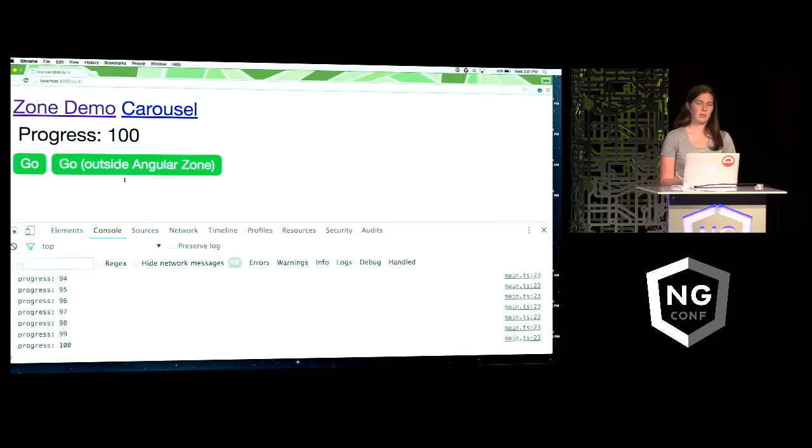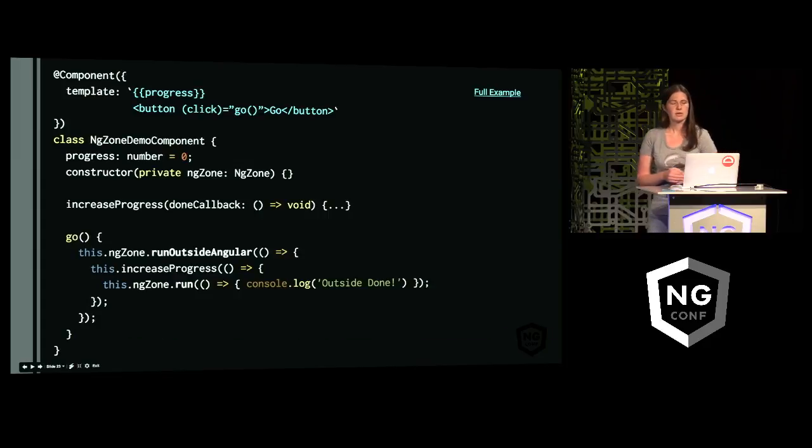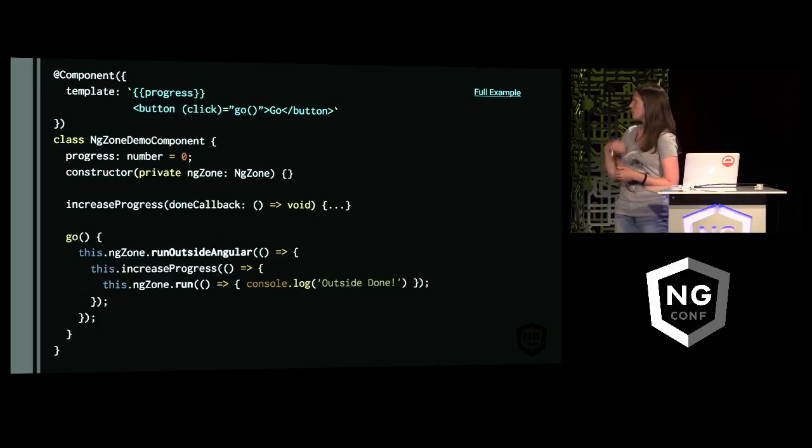So instead, we can run outside of the Angular zone, and we'll still get the progress updates in our console, but our screen won't refresh. Angular won't run change detection except for the very beginning and the very end. Let's see what that would look like in code. Instead of the go function, the click handler, just running increaseProgress, we'll run that outside of the Angular zone by injecting NgZone and using its methods. Then once we're all done and we've got progress to 100%, we'll go back into the Angular zone and log that we're done.